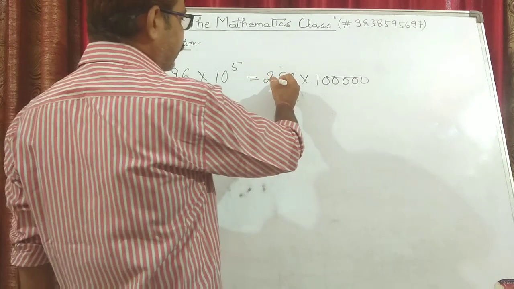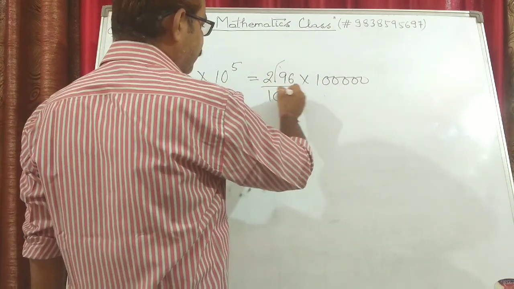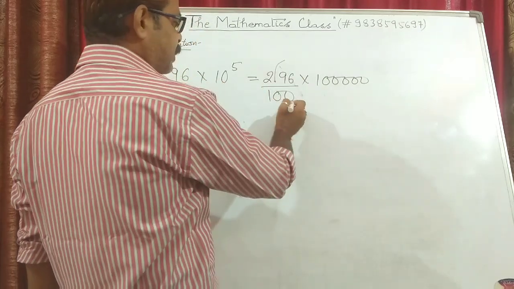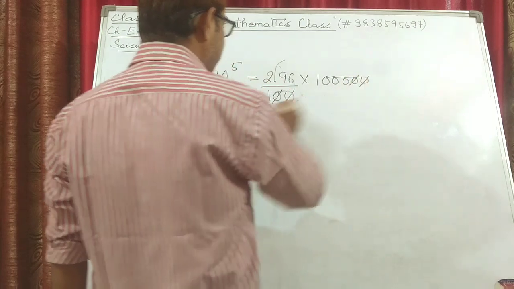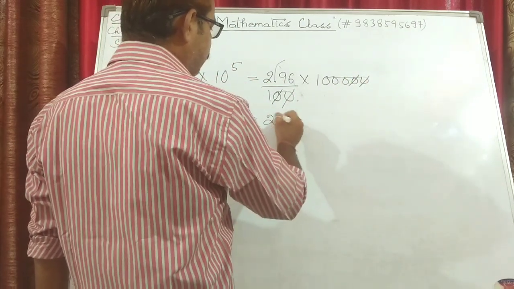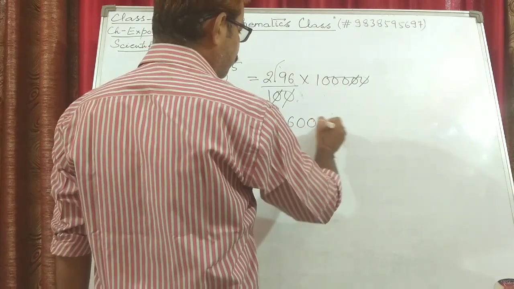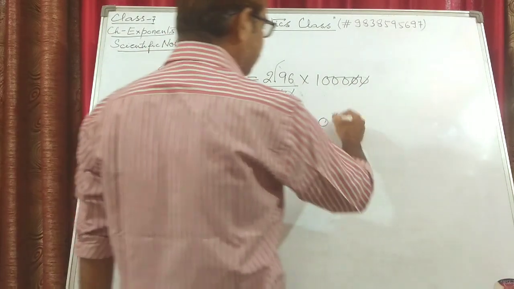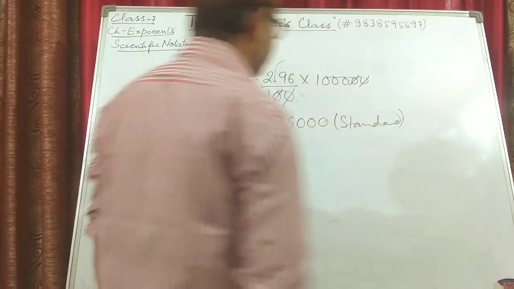Now when you are removing this decimal, it means you are multiplying it by 100. So we remove the decimal, and two of the zeros get cancelled. Now when you multiply, it will become 296,000. This is in the standard form.